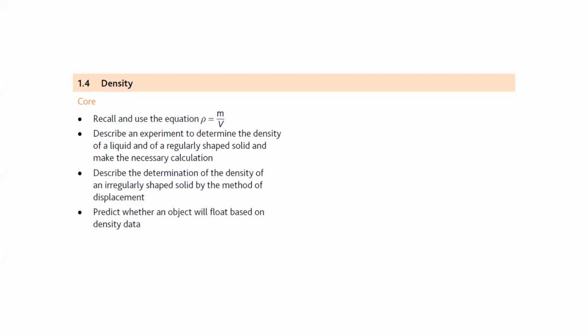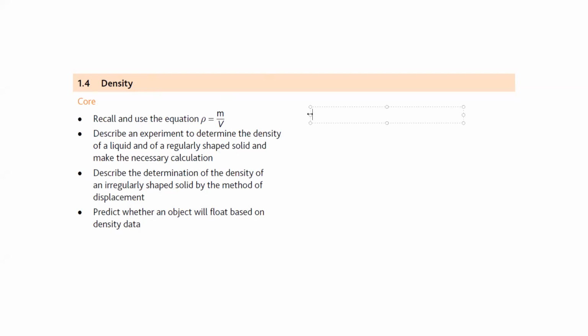What are the learning objectives? You should be able to use the equation for the density, which we will discuss. You should describe an experiment to find the density of a liquid and a regular shaped solid, and you should describe the determination of the density of irregular shaped solids and predict whether an object will float on the basis of density data.